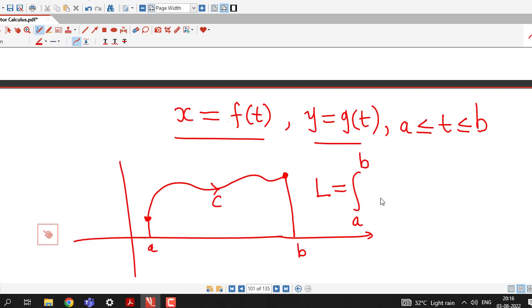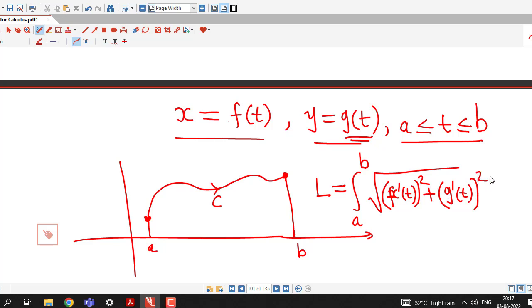So we have to integrate from t equal to a to t equal to b, and here we will take the derivative of x with respect to t, that is x dash t, and the square of x dash t, or we can write f dash t also. And here we will consider the derivative of y with respect to t, that is the derivative of g with respect to t, and the square of it, and we integrate with respect to t. So this will give us the length of the curve between these 2 points.